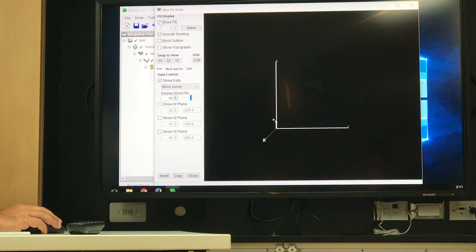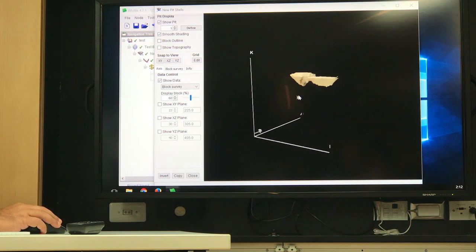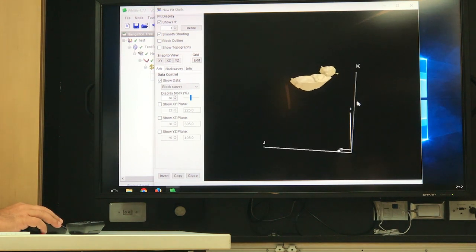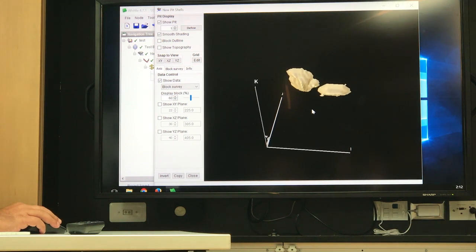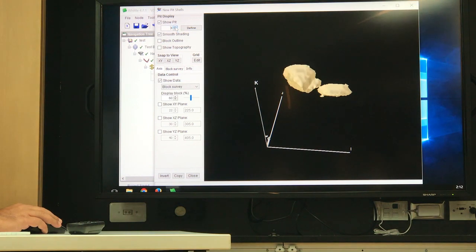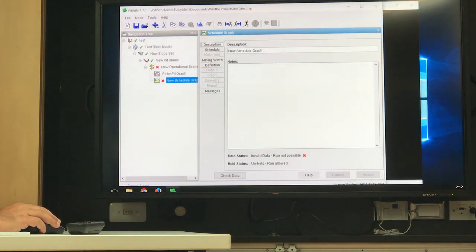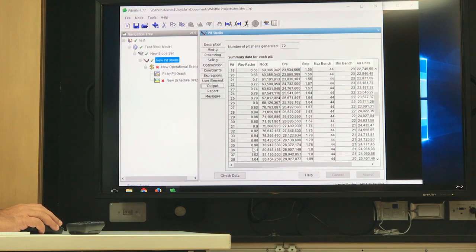So this is pitch shell number 1. This is how it looked. Now I can look at the other pitch shells, 2, 3, and the final one. What was the pitch shell with revenue factor 1? It is pitch shell number 36.